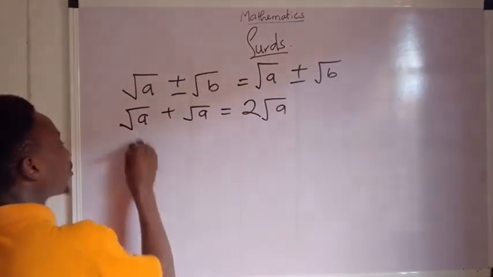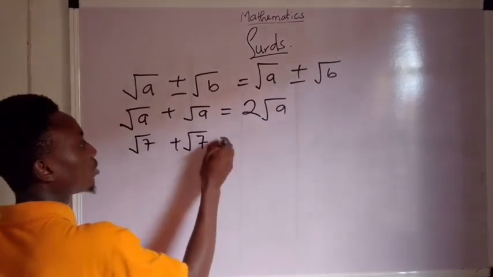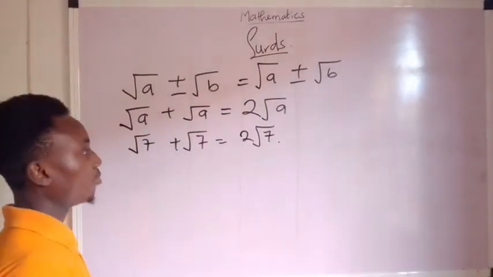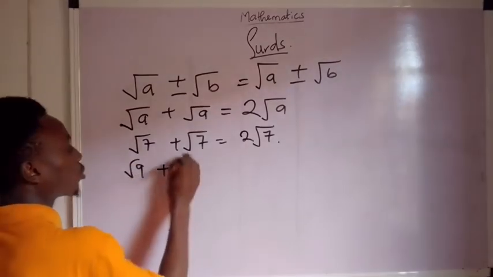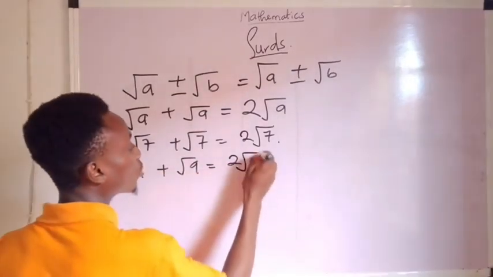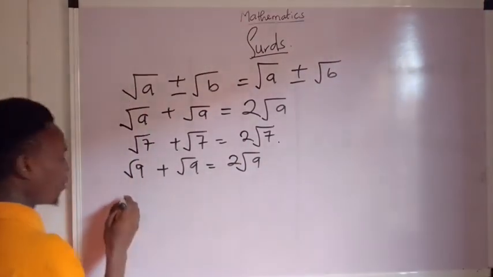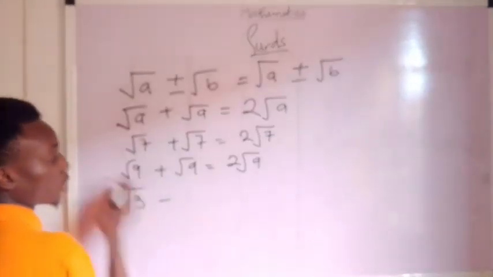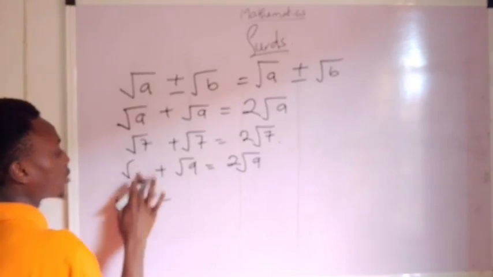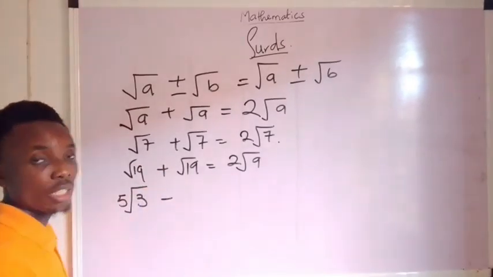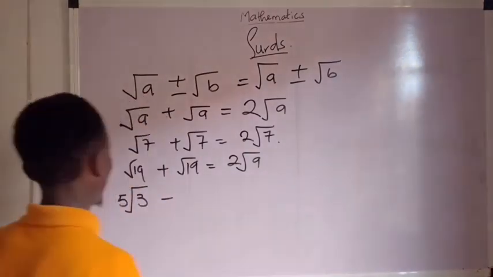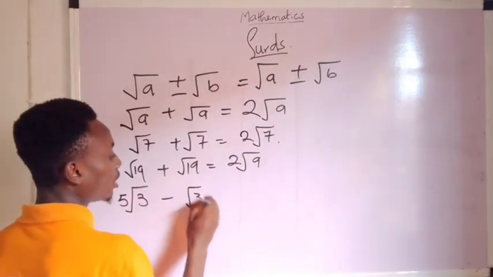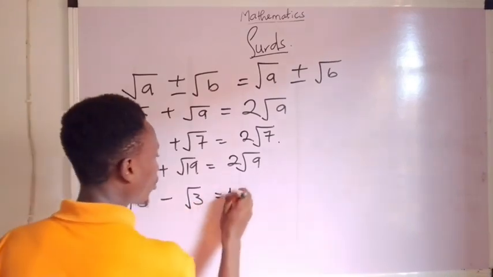For example, you have root 7 plus root 7. It will give us what? 2 root 7. You have root 9 plus root 9 to give us what? 2 root 9. Now, if you have something like 5 root 3, sorry, not root 9 now, you have root 9 because 9 is actually what? A perfect square. Now you have 5 root 3 minus root 3. It actually gives us 4 root 3.